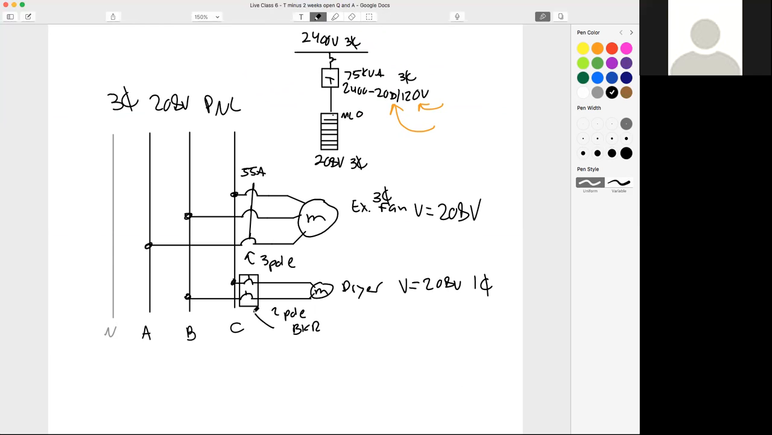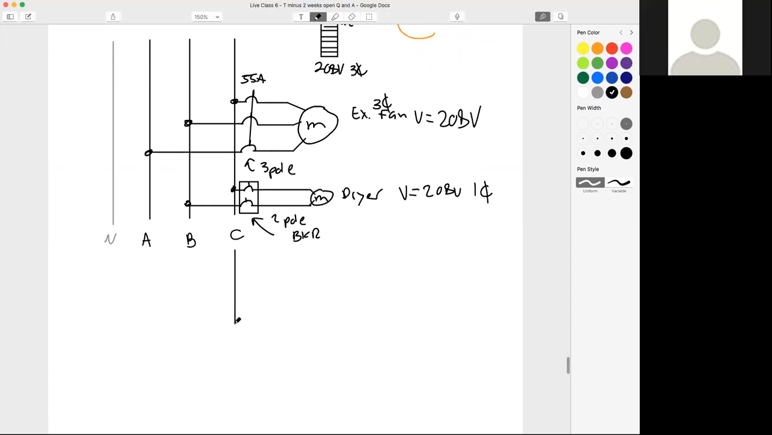Now, last example. What if, I have to extend these down a bit. Now I've got one breaker, we'll say off our A phase. Let's say this is just going to feed a lighting circuit.